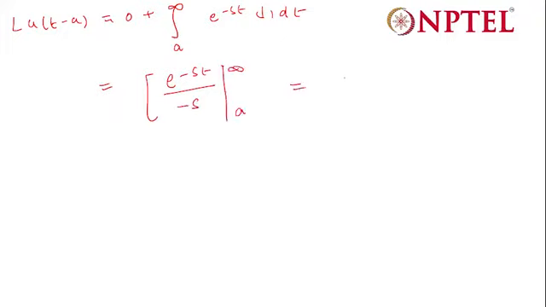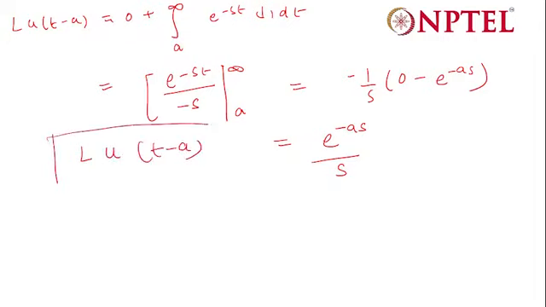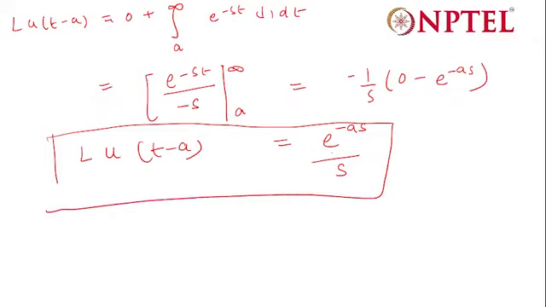Then you can write the Laplace transform of the unit step function as 0 plus the integration from a to infinity of e to the power minus st, 1, dt. Then you can write it as e to the power minus st divided by minus s, from a to infinity. Then it will be minus 1 by s times (0 minus e to the power minus as), which is e to the power minus as by s. Sometimes they directly ask a question: suppose there is a unit step function, what will be the Laplace transform of that function? If you have already learned this formula, you can directly go through the options and get the value.